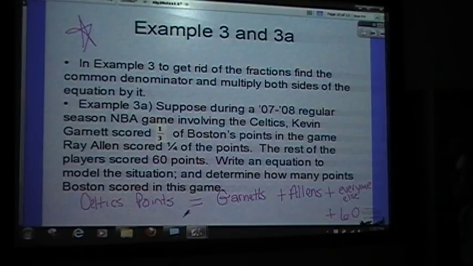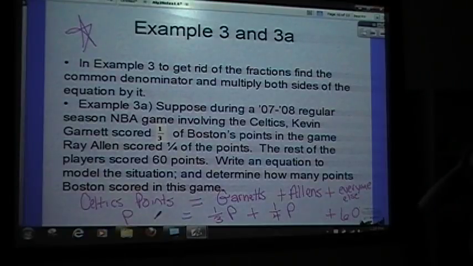So next thing we're going to do here is we're going to say, well, we don't know how many points there are, so I'm going to call it P for points. Garnett scored 1/3 of the points. All the points is this. So say it was 100. Garnett scored 1/3 of them. I don't think it's 100 because I doubt Garnett scored 33.3 points. But you get the idea. So how many points did Allen score here? He scored 1/4 of the points.